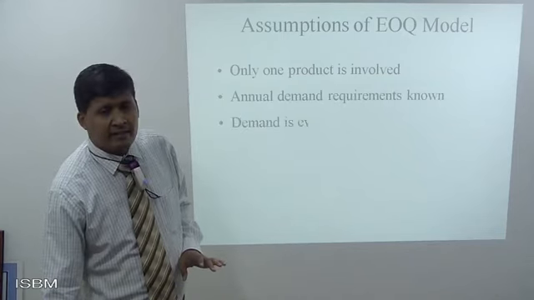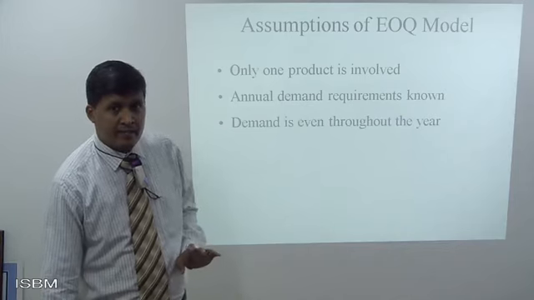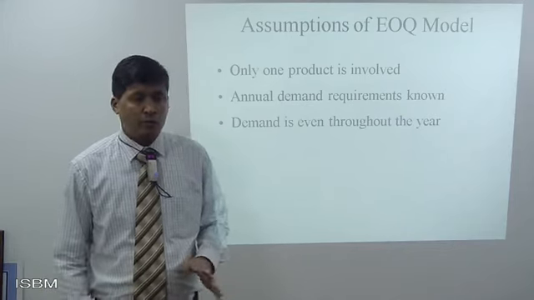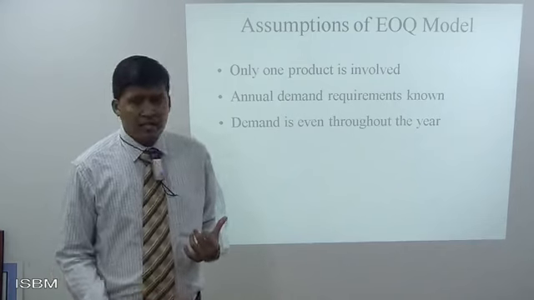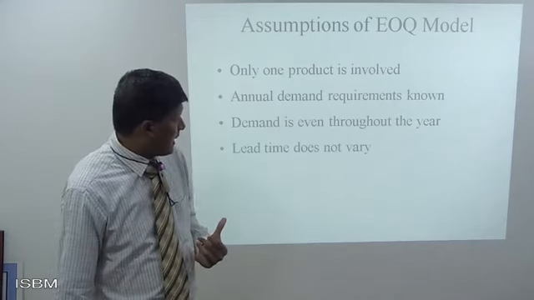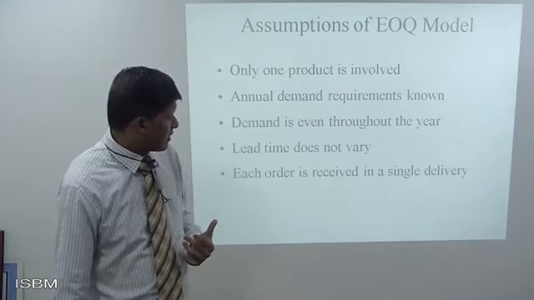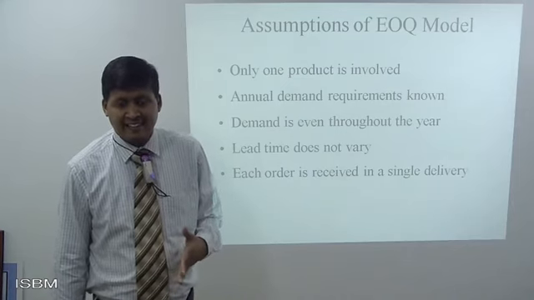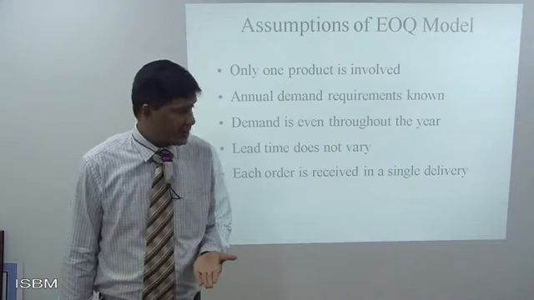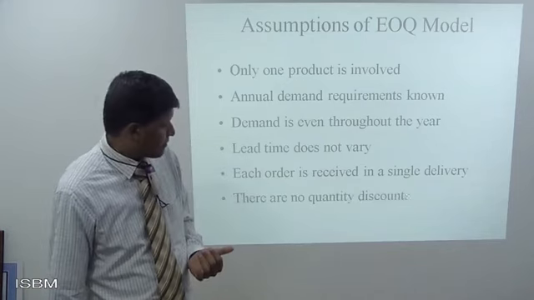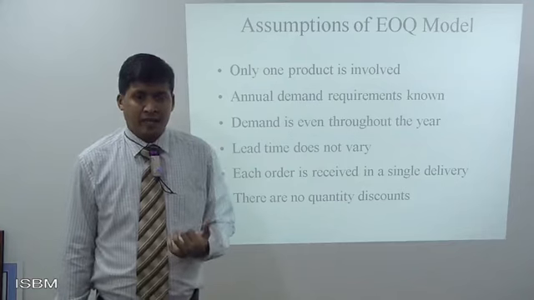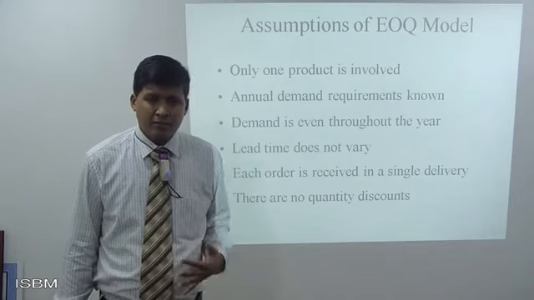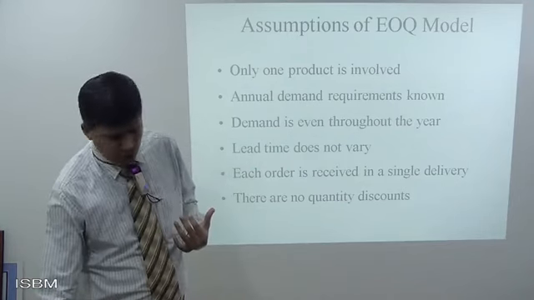Annual demand requirement is known. That means it doesn't change much, is what we are assuming. Demand is even throughout the year, lead time doesn't really vary much, and each order is received in a single delivery, though we know in practical terms it alters big time. And there are no quantity discounts. So these are a few assumptions that we make when we are speaking of EOQ.